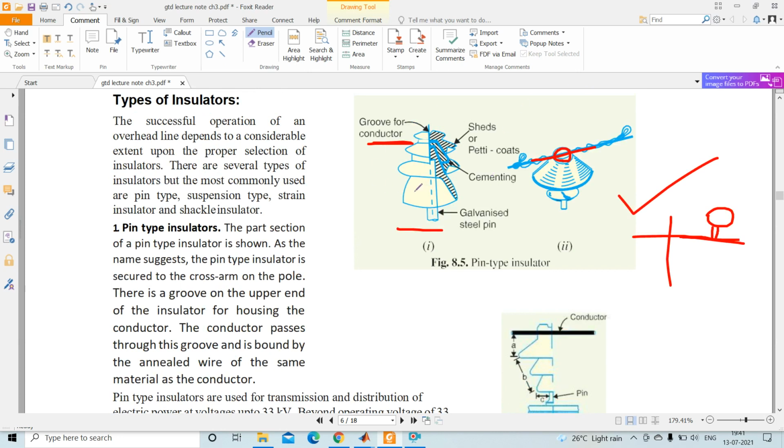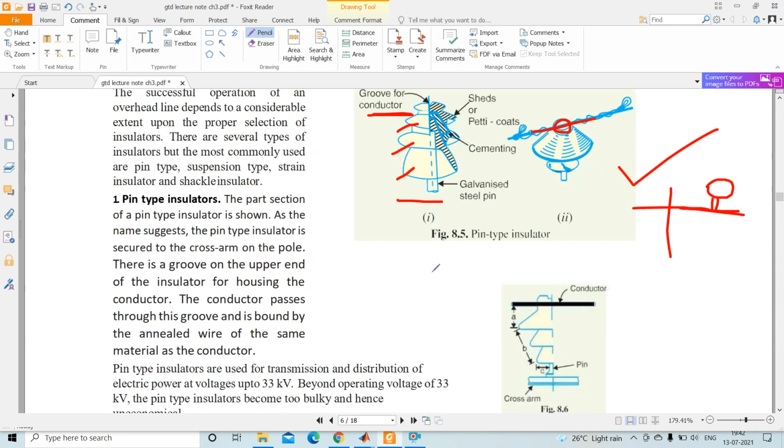See the cross-sectional view of the pin type insulator. This is the galvanized steel pin. These are the cementing material, and this is known as the shed or petticoat. These structures are called sheds. They are attached through cementing, and inside there is a galvanized steel pin.